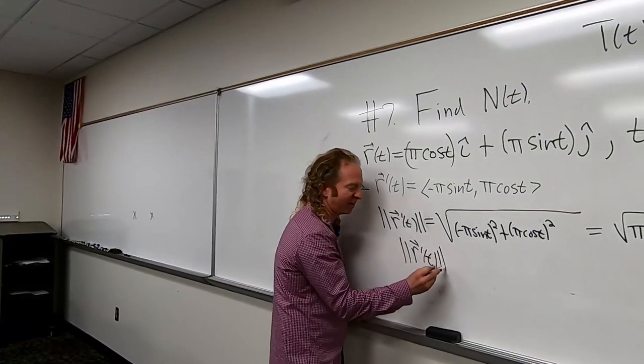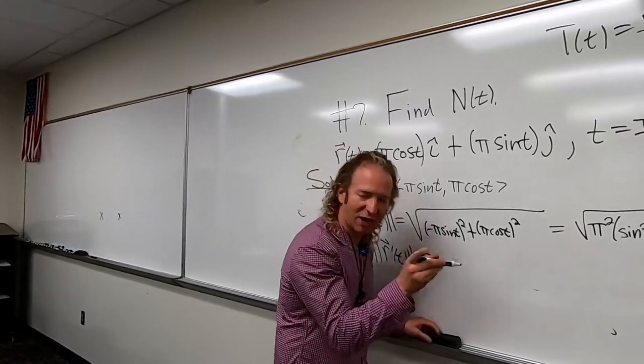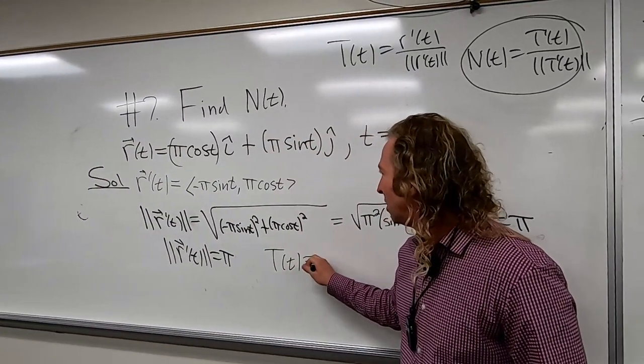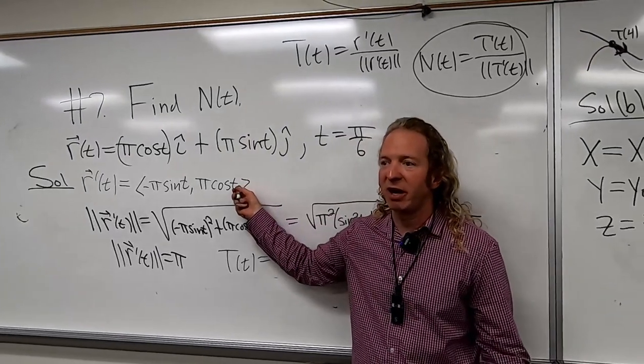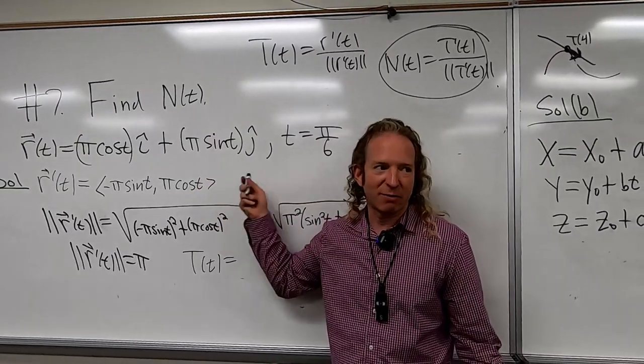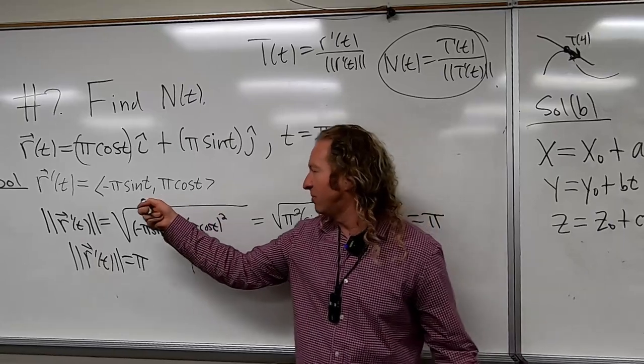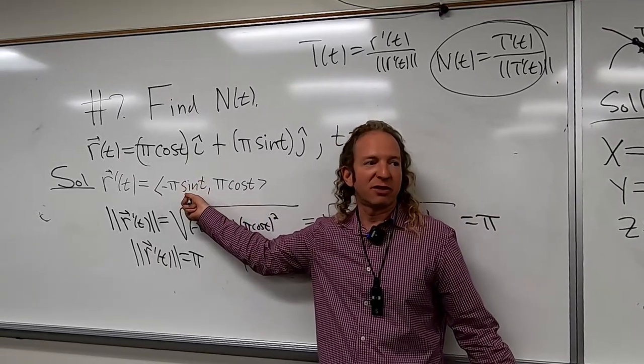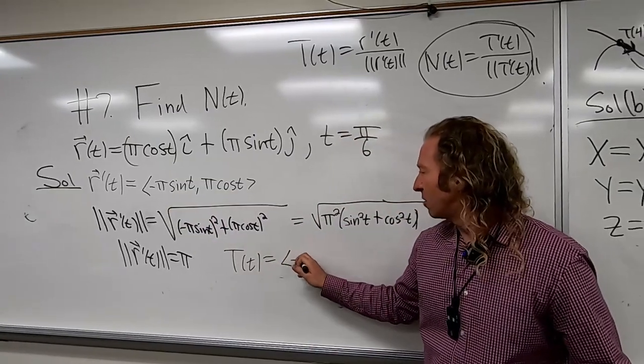So then here we have pi. So now let's find T of t. So we take this and divide it by pi, okay? So I'm gonna skip a step here, I'm just gonna do it. So we're gonna divide each of these components by pi. So it'll just be negative sine t and then cosine t.